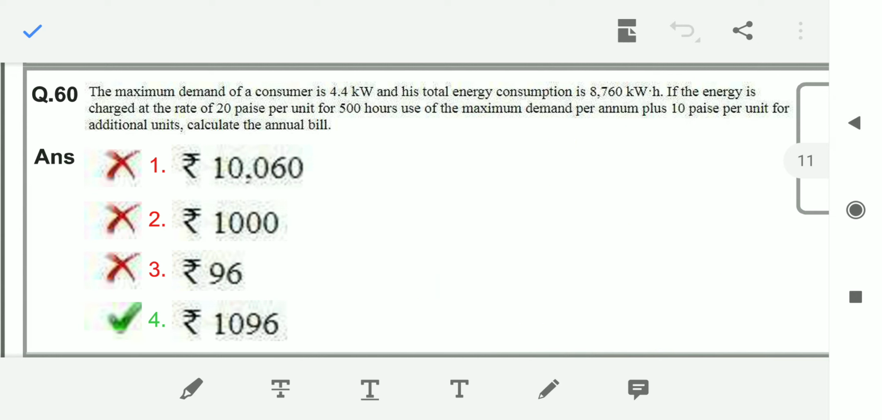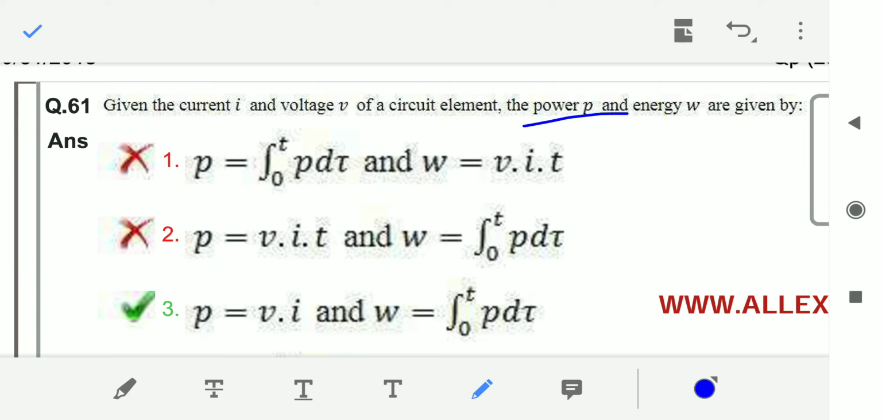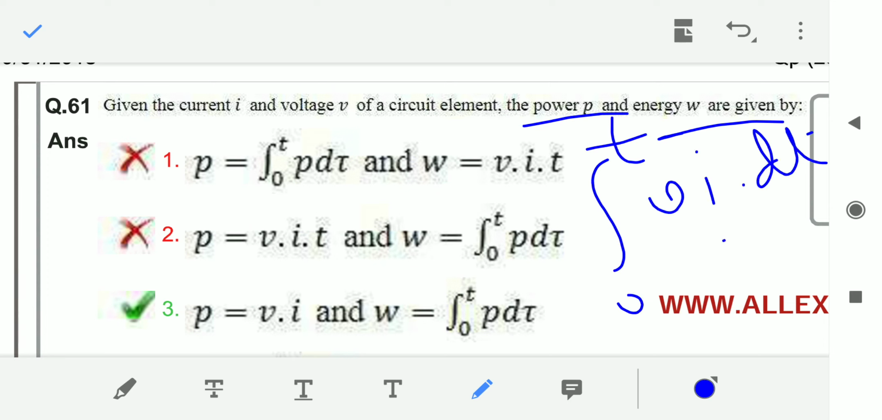Next, coming to question number 61, given the current I and the voltage V of the circuit element, what is the power, sir? Power P is equal to V into I. What is the energy, sir? Integral 0 to t of V into I into dt, that is nothing but integral P dt. So option 3 is right.